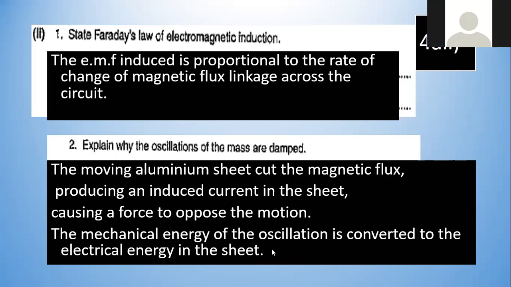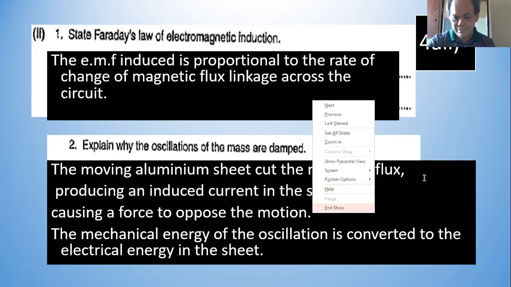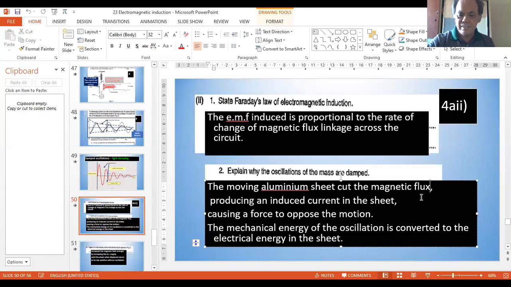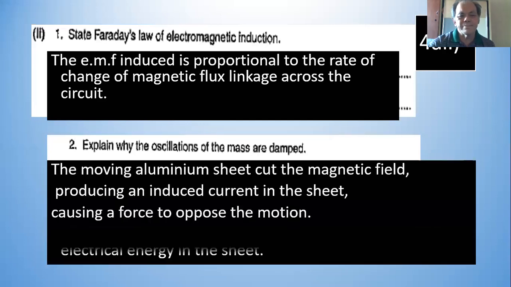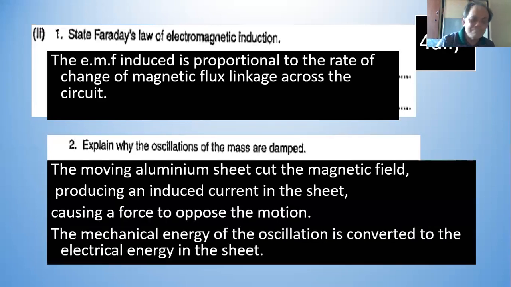Sorry, it should be magnetic field. The magnetic field of the electromagnet produces a changing magnetic flux across the aluminum sheet. Then you produce your induced EMF. Okay, got what you want?